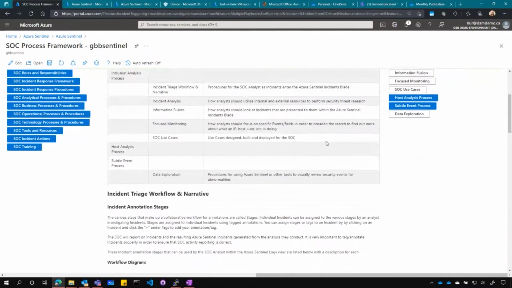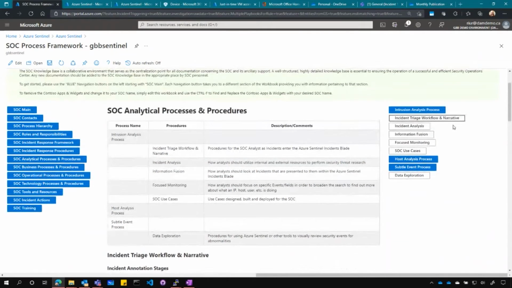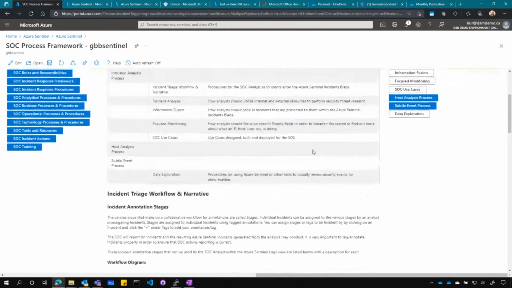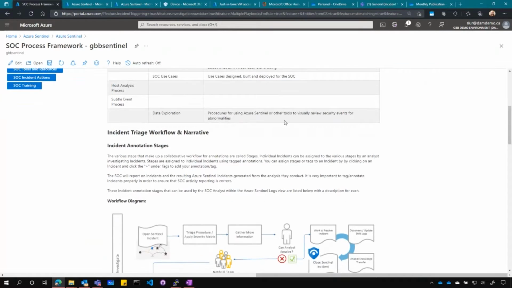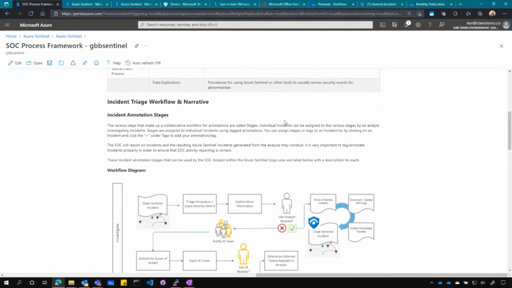In the next section here, we have the incident triage workflow and narrative. This is really important, and we're going to spend quite a bit of time here. So this is the procedures by which the SOC analyst is going to look at an incident within the incident blade of Azure Sentinel and deliver on the type of threat intelligence, the type of information fusion, and the things that they need to consider when making recommendations and triaging those incidents. So we're going to dive a little bit in there.